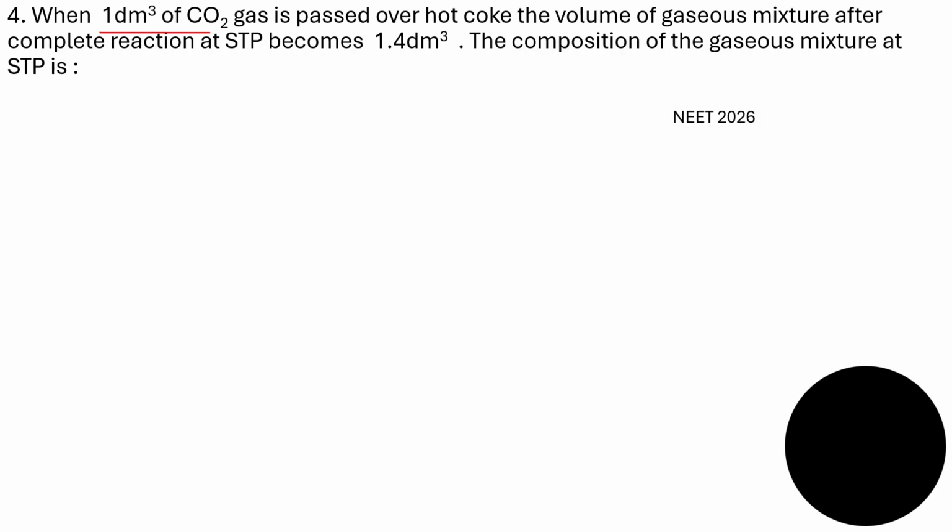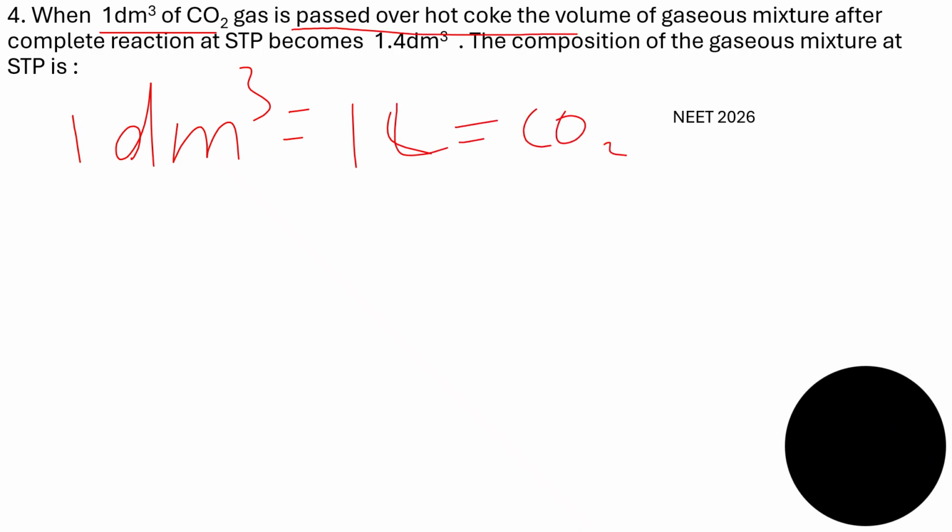When 1 decimeter cube of carbon dioxide, which is nothing but 1 liter, is passed over hot coke, coke is nothing but carbon. The volume of the gaseous mixture after complete reaction at STP becomes 1.4 decimeter cube, 1.4 liter. They are asking the composition of the gaseous mixture at STP. Composition means there are two or more different gases. Composition always talks about more than one. If it is only one, there is no word composition.